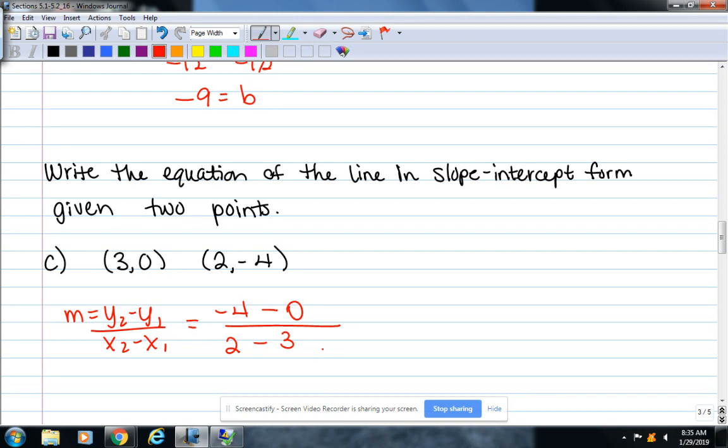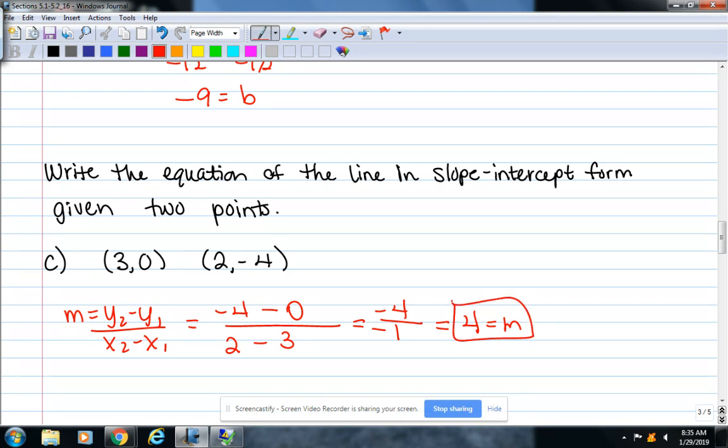Everybody okay with how I plug that in? And y'all, I'm seriously babying y'all over these slopes because I'm telling you, I graded your test yesterday. That made me want to scream. Some of you can't do slopes. What is -4 minus 0 over what is 2 minus 3? And what does that reduce to? +4. A negative divided by a negative is a positive slope.